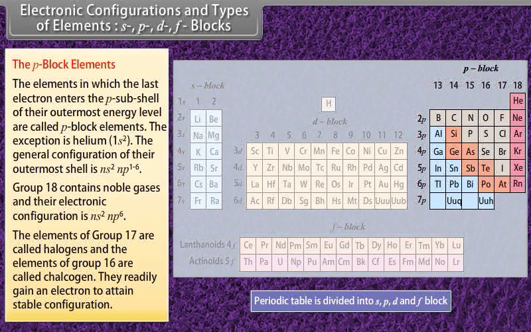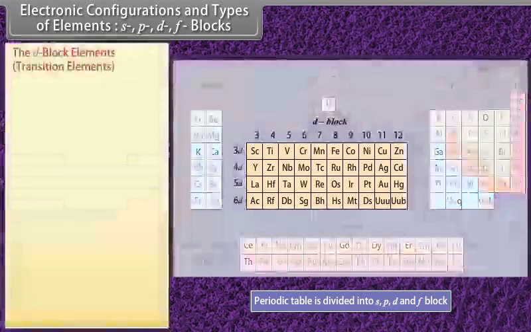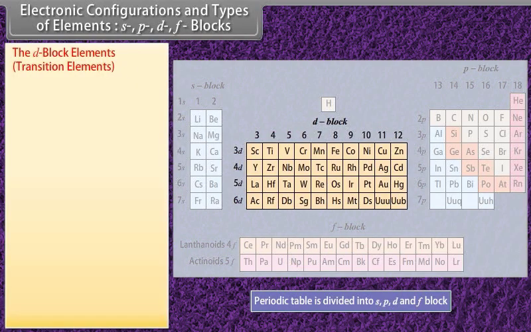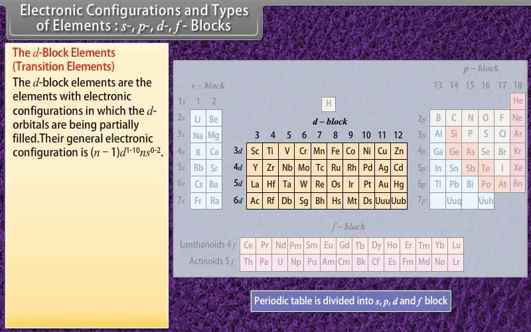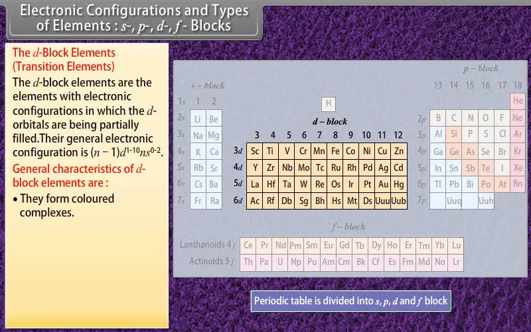They readily gain an electron to attain stable configuration. The D block elements, transition elements. The D block elements are the elements with electronic configurations in which the d orbitals are being partially filled. Their general electronic configuration is: General characteristics of D block elements are: they form colored complexes.